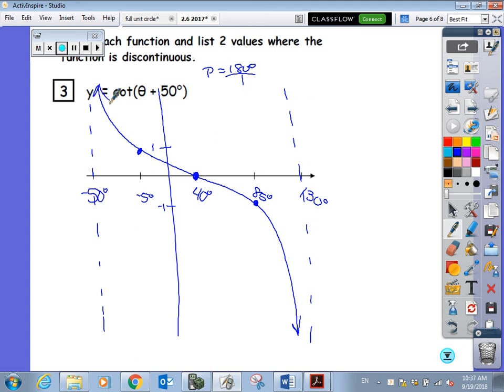Looks like a reflection of a tangent graph. So if I were to make that negative, those high and low points would flip-flop, and then it would look like a tangent graph. So a positive cotangent is going to look like a negative tangent. And a negative cotangent is going to look like a positive tangent.